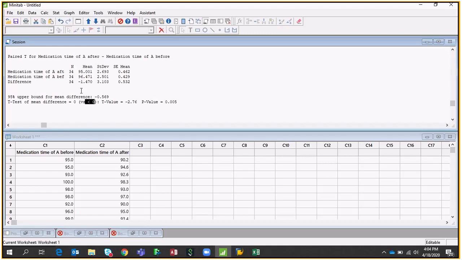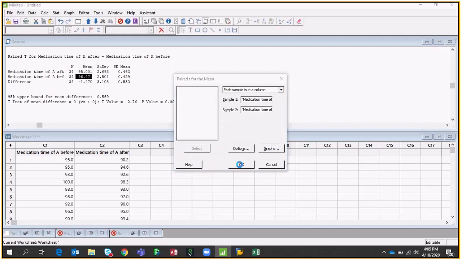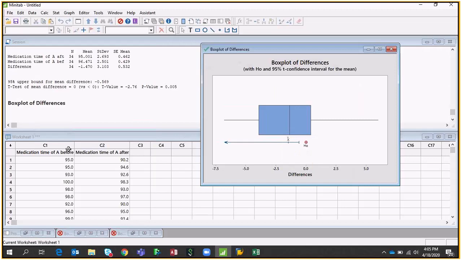Okay, so this is how you can check the difference of these values. Even at the top you can see the medication time after average is 95 and the medication time before average is 96. So from here also you can get some kind of feeling. The other thing is, if you press Control E, go to Graph and select the box plot, click OK and OK. In the box plot, it is not coming for A and before separately, but for your difference. You can see the box plot of differences, right?